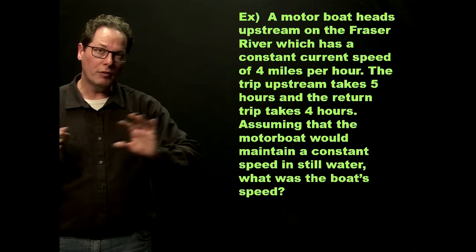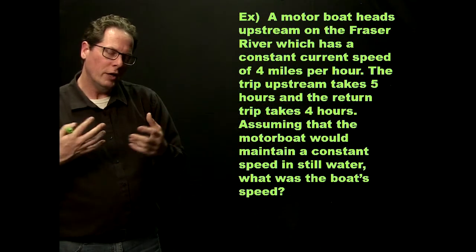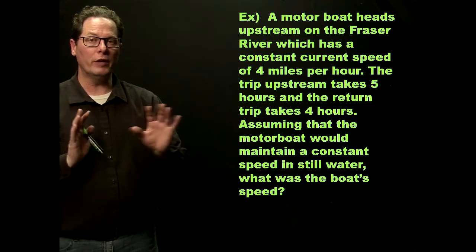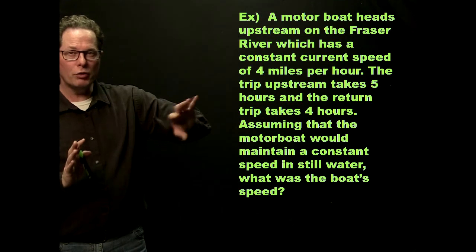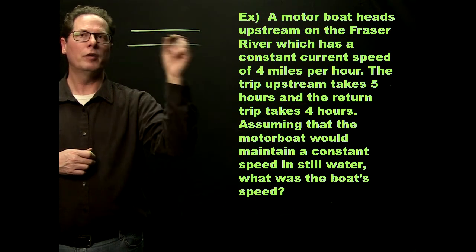Now, the motorboat heads upstream. It's going against a current that is 4 miles per hour. So think about it: as it goes upstream, it's losing that velocity. So whatever its constant velocity is, it loses 4 miles per hour as it goes upstream. Let's go ahead and draw a picture of this situation.